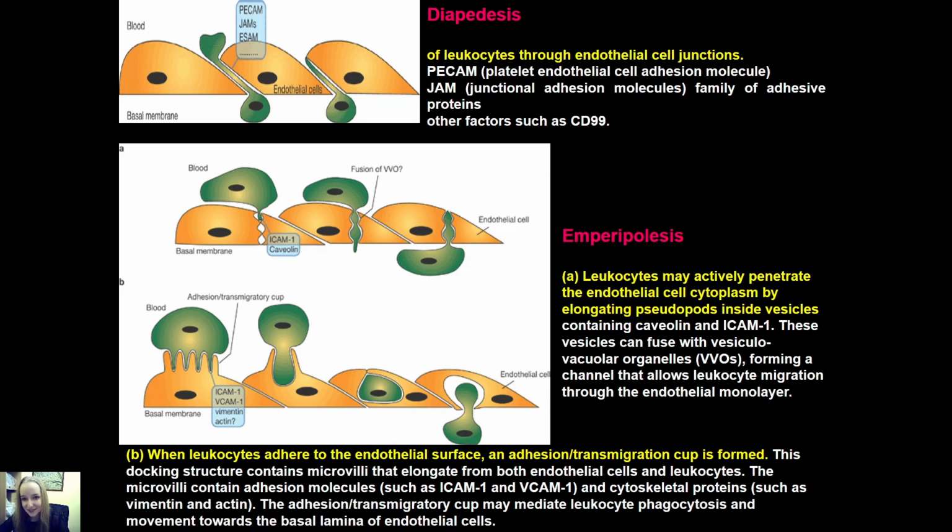And how are T lymphocytes transported? You already know two main processes. One is diapedesis, which is transportation of leukocytes between the connections between endothelial cells. And when you transport an immune cell through the cytoplasm of an endothelial cell, it is called emperipolesis. I don't know how to pronounce that correctly, I'm sorry, but yes, this is a process through the cell. So you should know that we can transport cells between endothelial cells and through endothelial cells, of course.